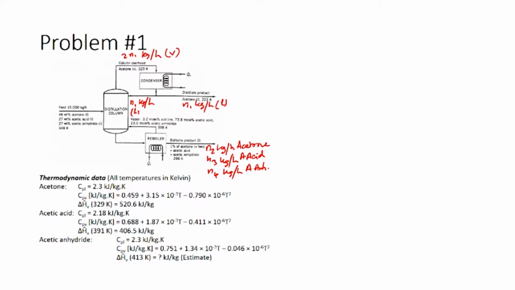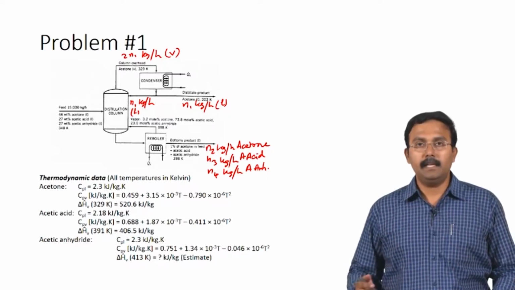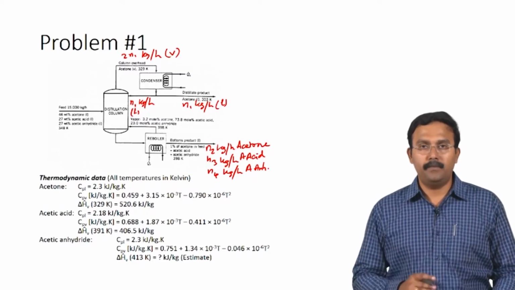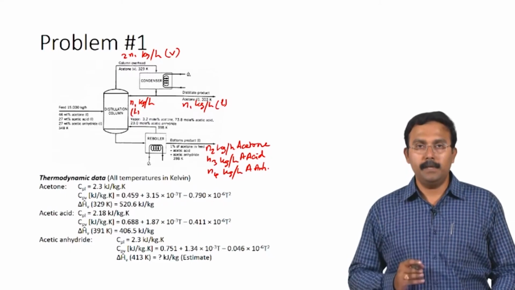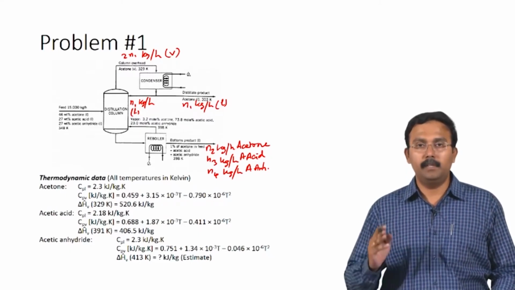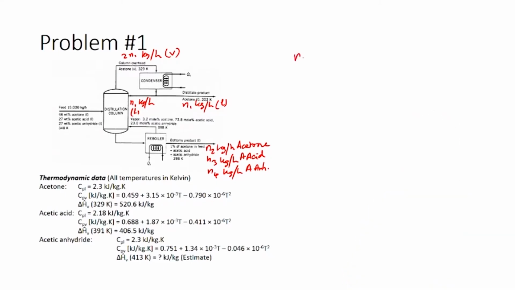Now let us perform the required material balance calculations. The first information that we have directly is that 1% of the acetone fed to the system is recovered through the bottoms product, which means we can calculate N2 directly. So N2 is equal to 0.01 times 0.46, which is the mass fraction of acetone in the feed, times the mass flow rate of the feed, which is 15,000 kilograms per hour.